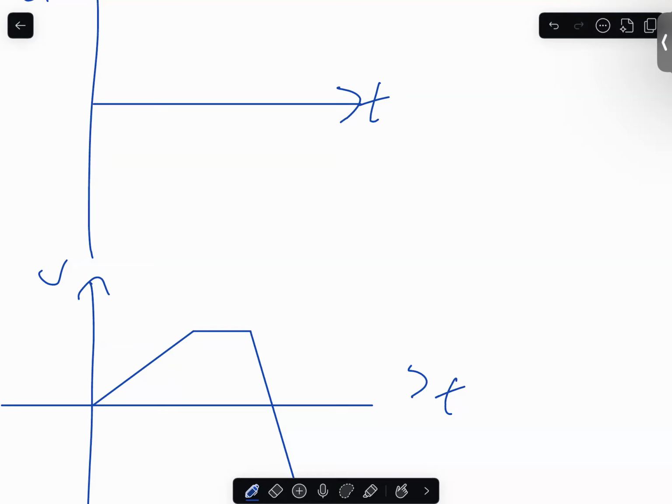I am still going upward. Velocities are positive, still going up, but I'm slowing down. Turnaround point. I'm at my highest physical location. I've been going up this whole time. I'm about to turn around and go down. I am speeding up while going in the negative direction. Yeah? Now let's turn this into acceleration.